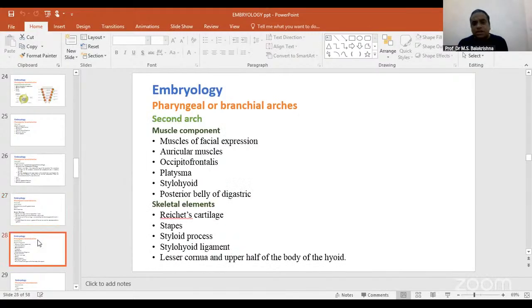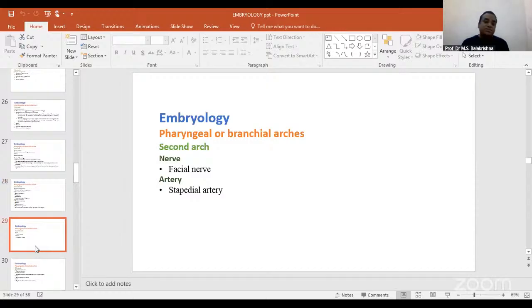Sphenomandibular ligament and anterior ligament of malleus are also derived from Meckel's cartilage, and it is from the first arch. The second arch, the muscular component, you should know all these names. Muscles of facial expression, your 17, 18 muscles, auricular muscles, frontoccipitalis, platysma, and others in different places. And the skeletal elements: Reichert's cartilage, stapes, styloid process, stylohyoid ligament, and the lesser cornu and upper body of the hyoid bone.